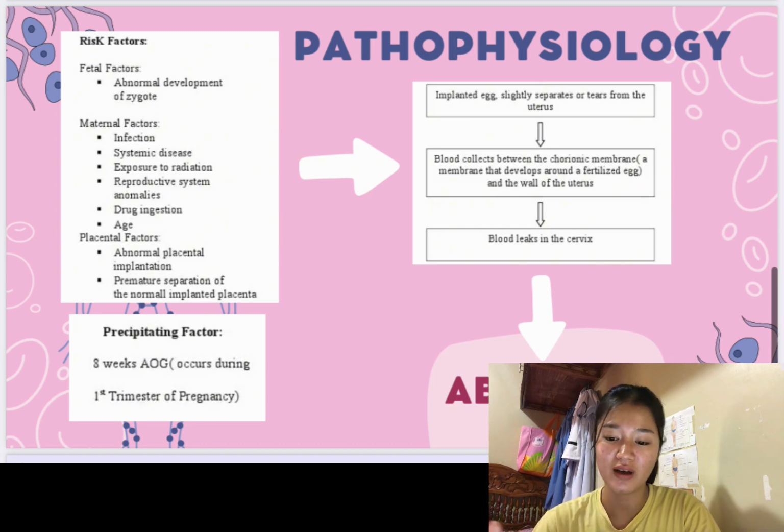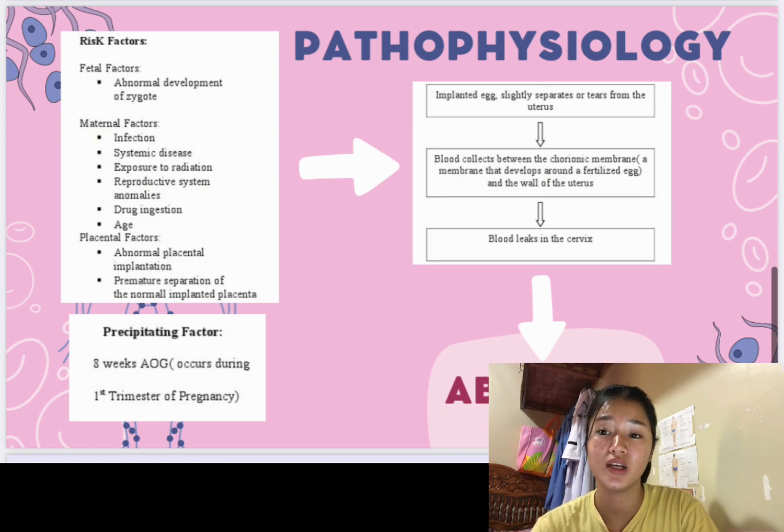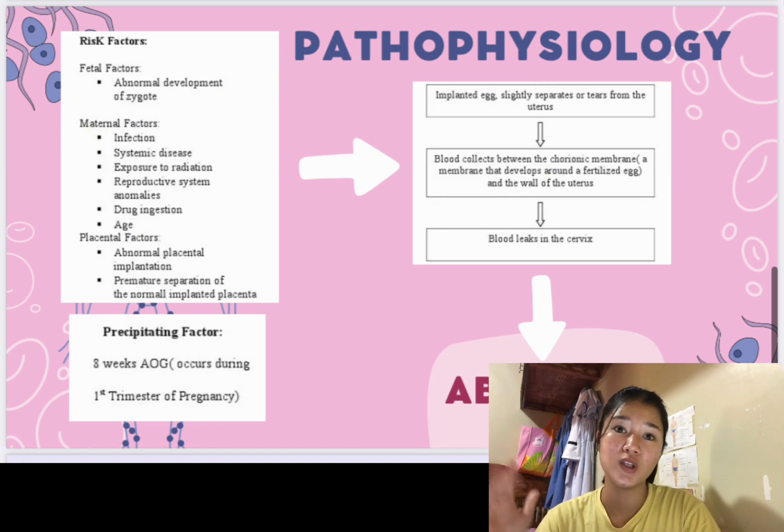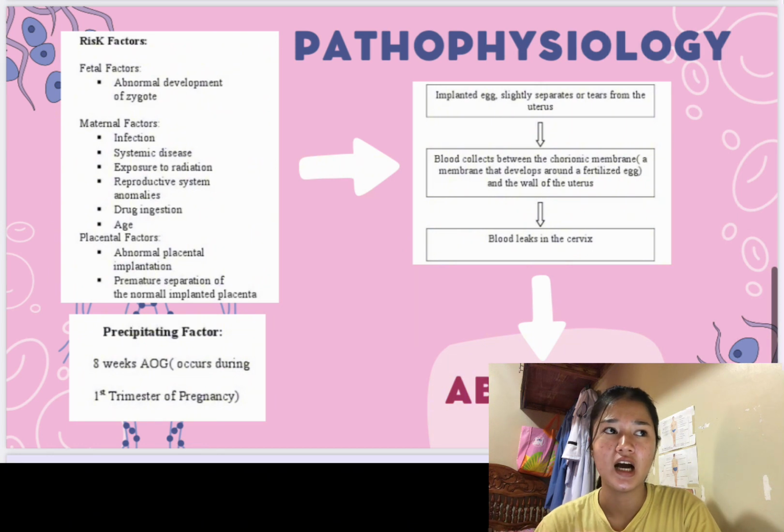So, after the risk factors, ito na, implanted egg slightly separates or tears from the uterus. Ito na yung result ng mga complication na cause nung mga risk factors during the first trimester. So, unti-unti siyang re-regress and then nagkakaroon na ng mga tears or separation between the placenta and of course the uterus. Blood collects between the chorionic membrane, a membrane that develops around the fertilized egg, and the wall of the uterus. Since may separation, of course, magkakaroon tayo ng bleeding inside.